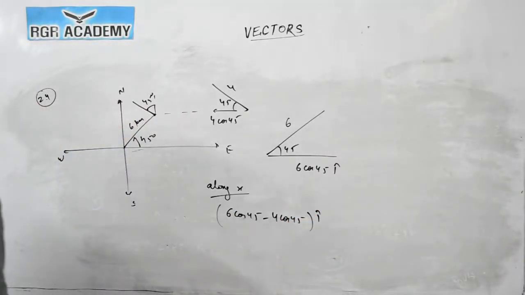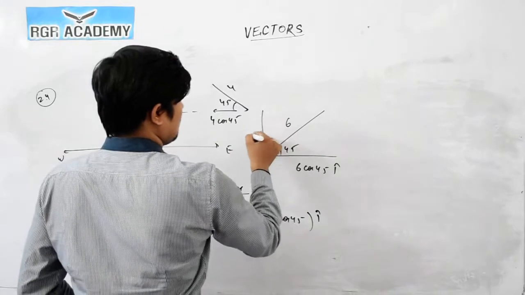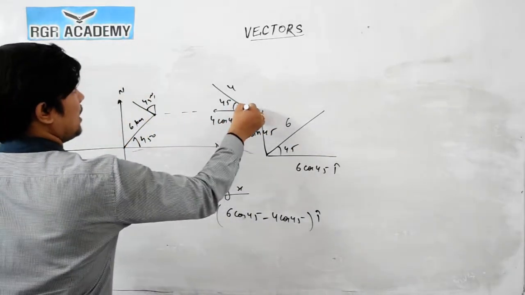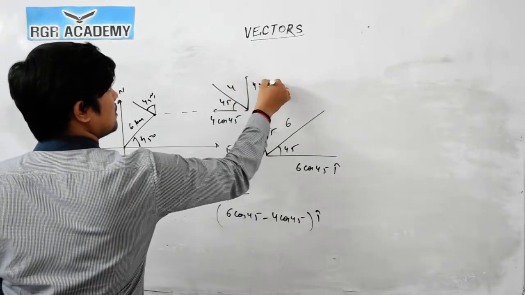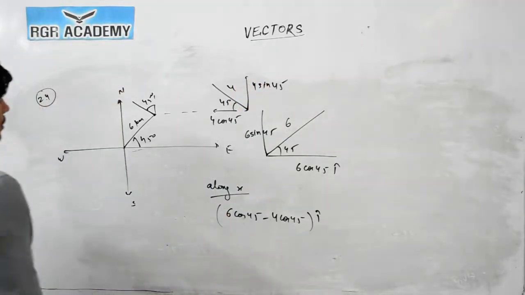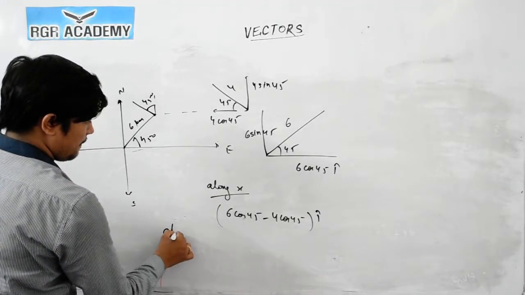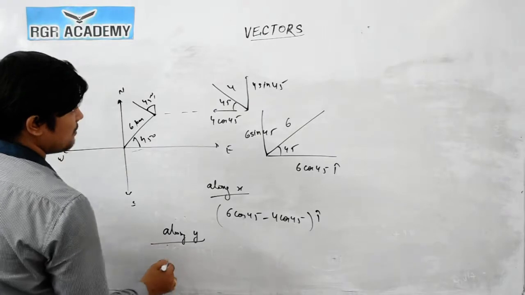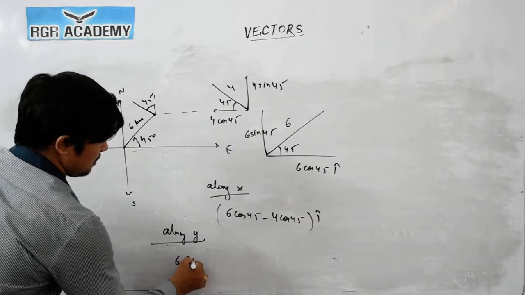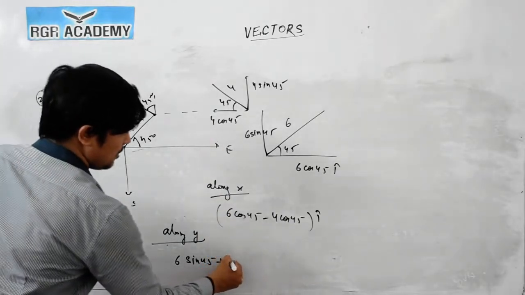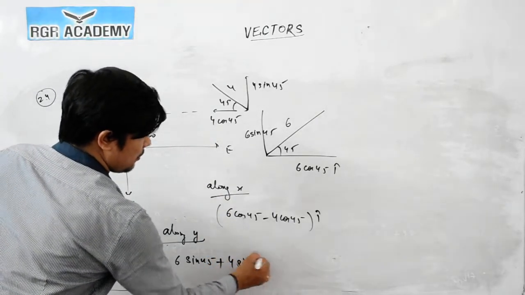Similarly, along y direction, this is 6 sin 45, and in this case again it is 4 sin 45. Clear? So along y it will be 6 sin 45 plus, because both are in the same direction, 4 sin 45. Clear?